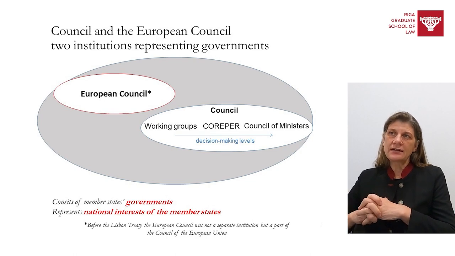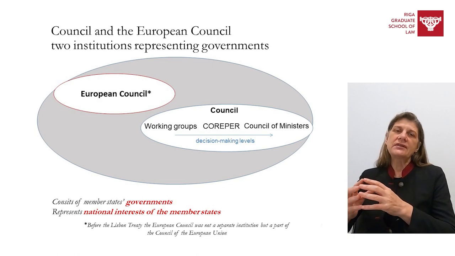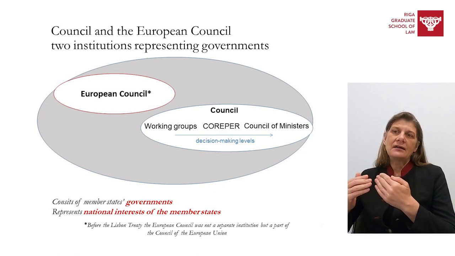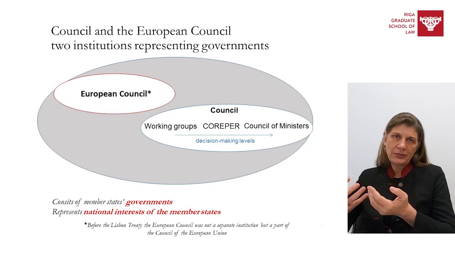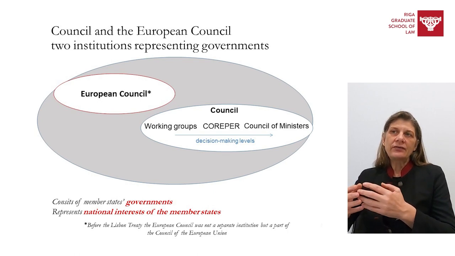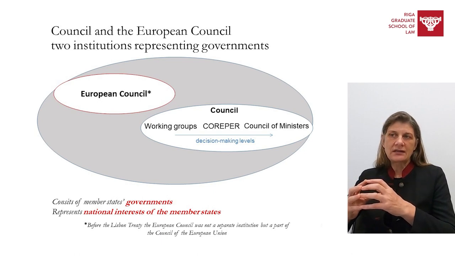So in the next slide, I have outlined the principle which unites both institutions: they consist of the members of the member states' governments, so delegates from the member states' governments. And both institutions represent national interests of these member states' governments, so the national interests of 27 member states.